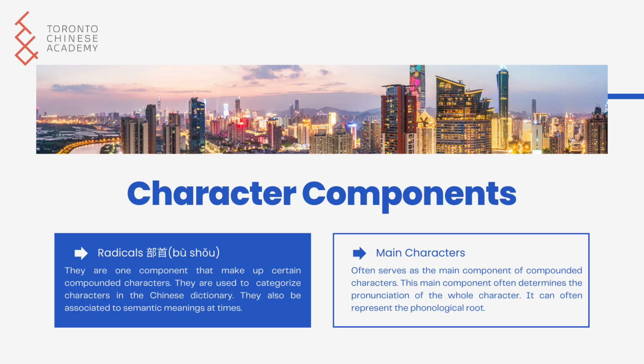Most Chinese characters can be divided into 2 character components, the radical, 部首, or the main characters. Radicals are one component that make up certain compound characters. They are used to categorize characters in the Chinese dictionary. At times, they are also associated to the semantic meaning of the whole character. The main characters often serve as the main component of the compounded characters. This main component often determines the pronunciation of the whole character. It can often represent the phonological root.